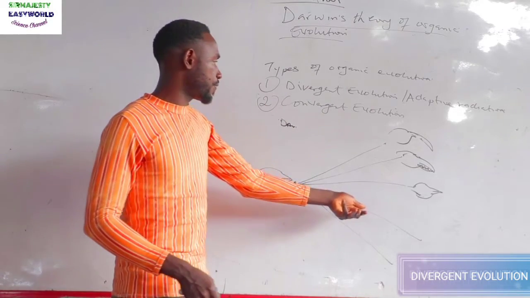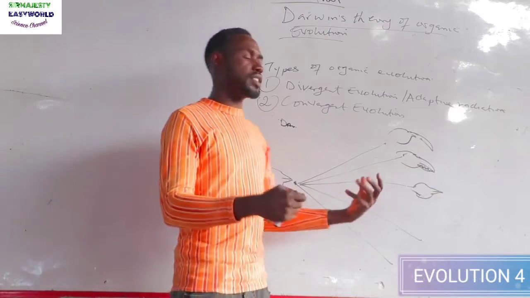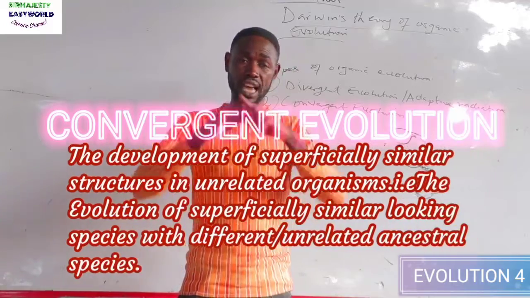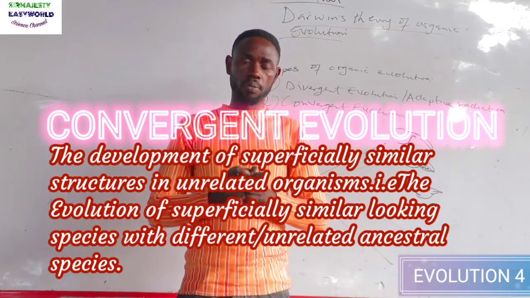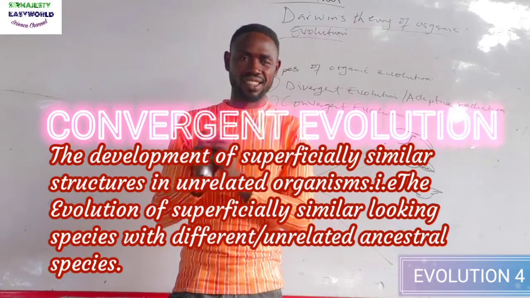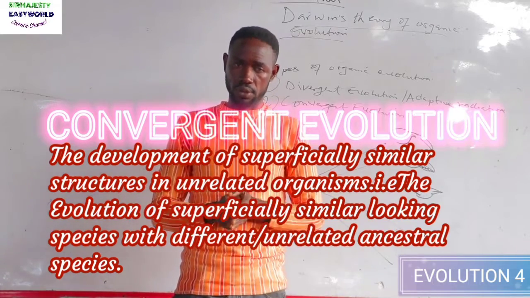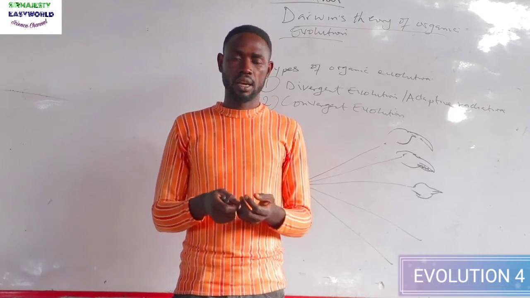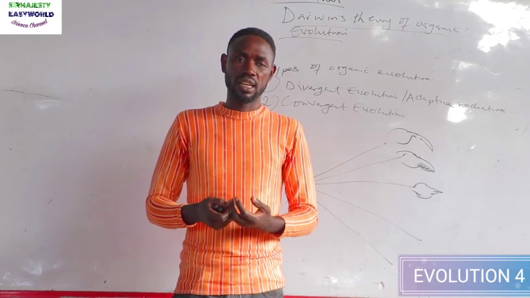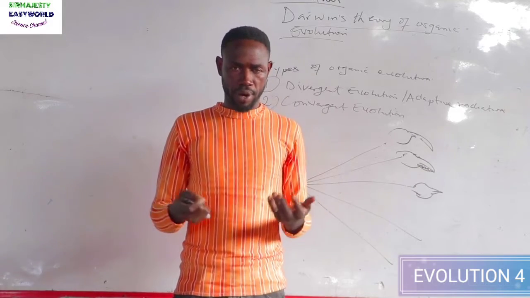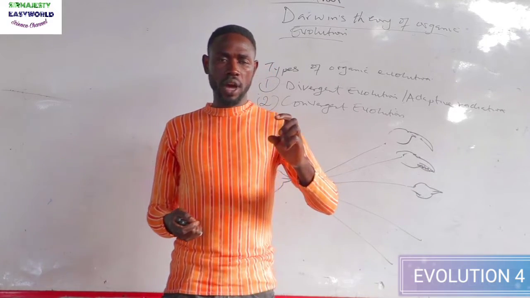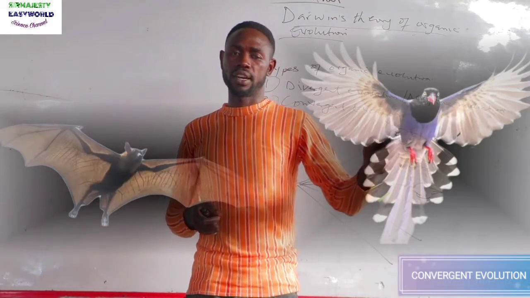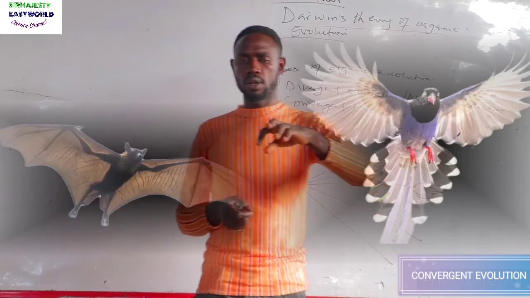Then the opposite of divergent evolution is convergent evolution. It's just the development of superficially similar structures from organisms that have unrelated ancestors. I'm discussing convergent evolution: development of superficially similar structures by species that have unrelated ancestral parents. That is, when you have two organisms that look as if they have common ancestors, but they have different ancestors. Let me bring it lower to your understanding.